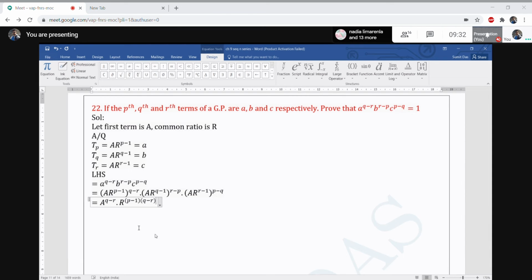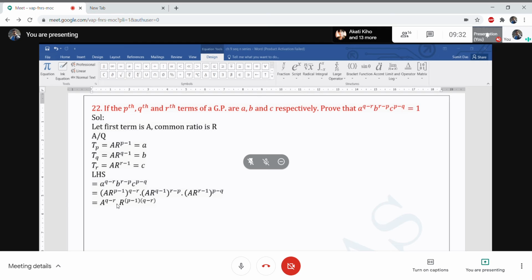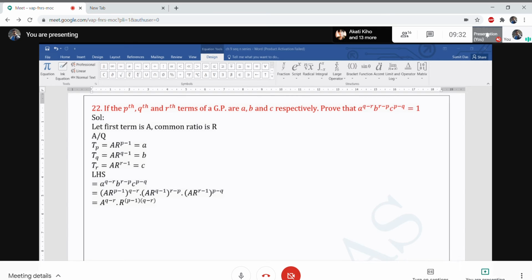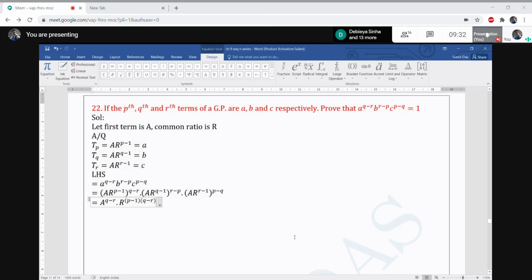This is a basic indices question. Whatever you learned in class 9, that is the class 9 concept: if the power is there, you can break the power like this. Similarly, this will repeat for the next one. It will be A to the power R minus P, and capital R to the power Q minus 1 into R minus P.